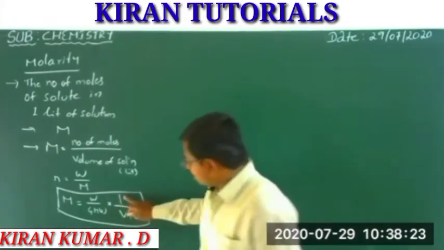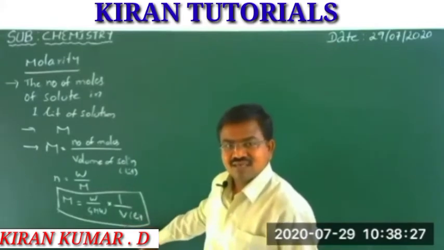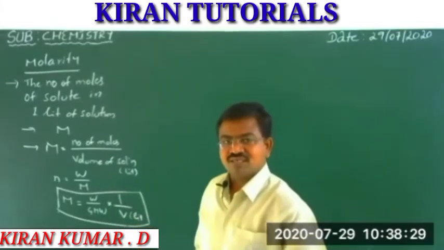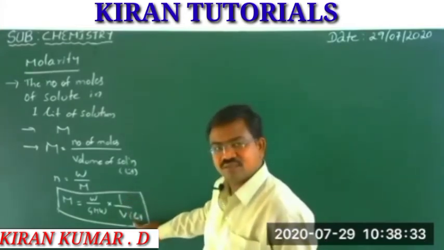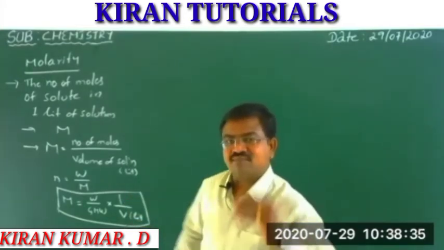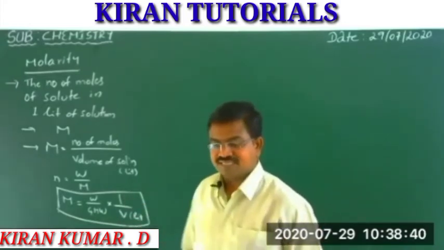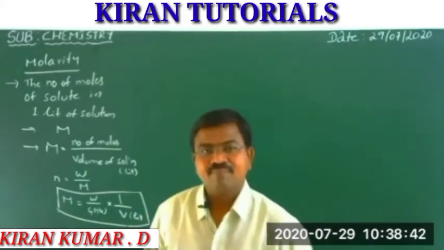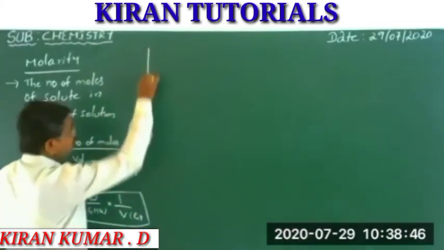And of course here 1000 by V is used when the volume is in ml. If in the question the value is given in ml, then they use 1000 by V. If the value is present in liters, then they use 1 by V. That is about molarity. Clear?